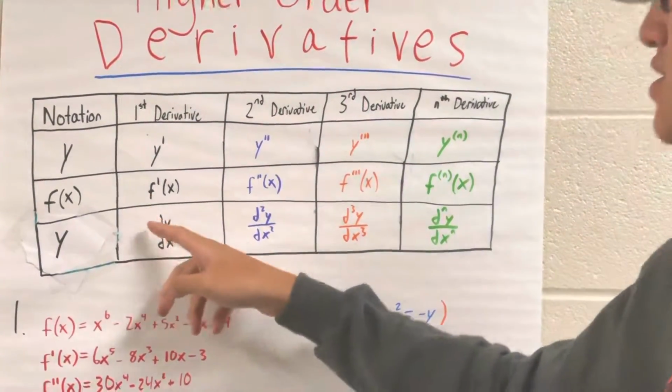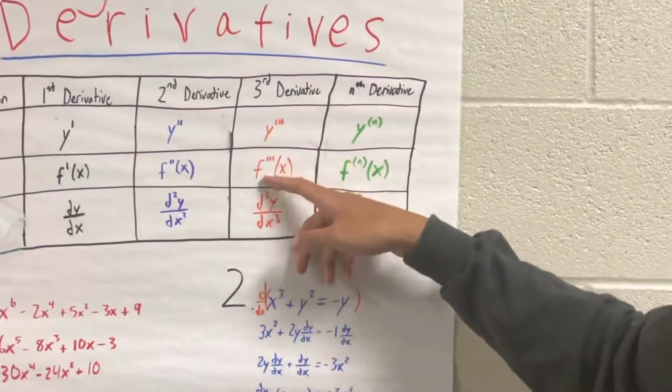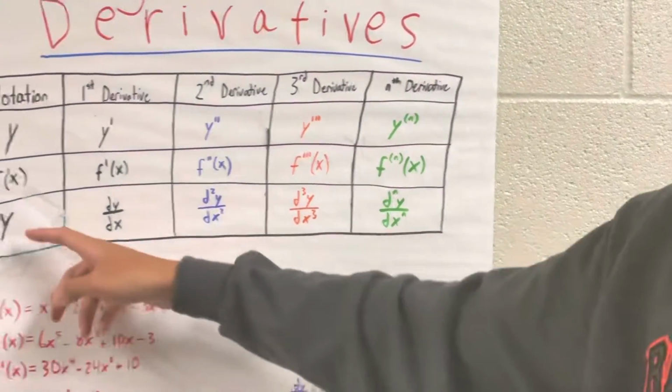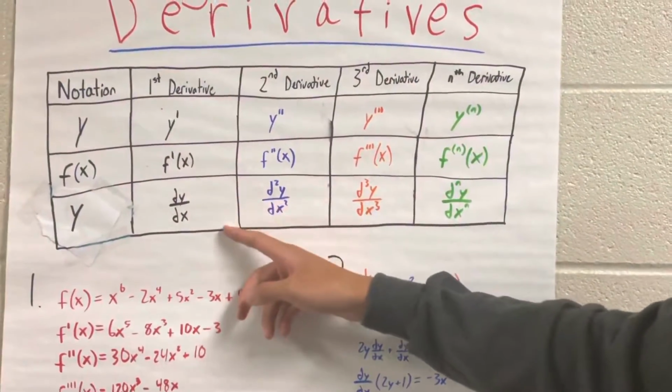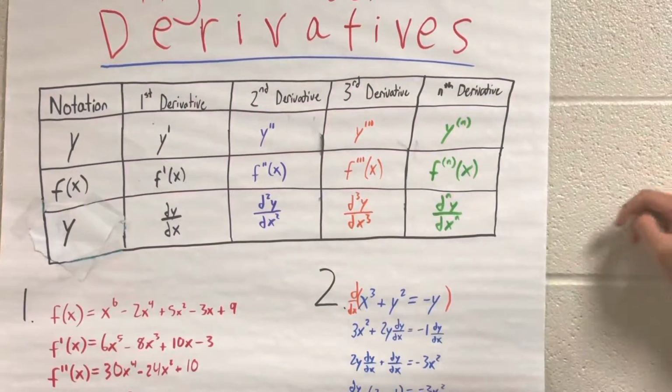For f of x, we have f prime of x, and so forth, where this is f triple prime of x. And for y, where it's dy over dx, d2y over dx squared, and so forth.